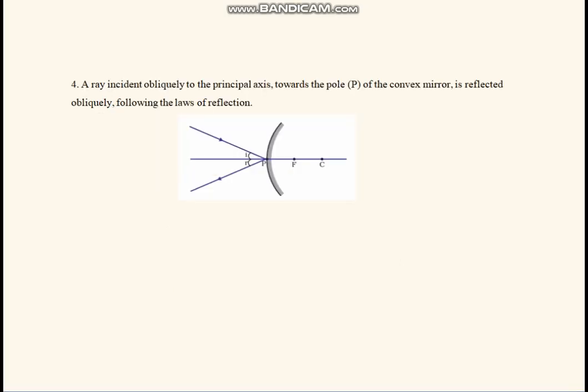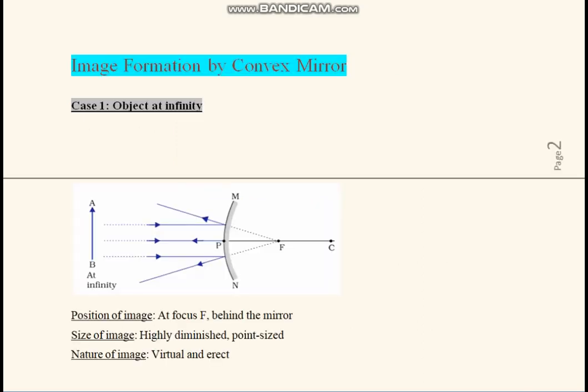And the fourth rule states that a ray of light that is incident obliquely towards the pole of the convex mirror is reflected obliquely following the laws of reflection. Now, following these four rules, we will learn how images are formed in case of a convex mirror. In case of image formation by a convex mirror, we will discuss two cases.